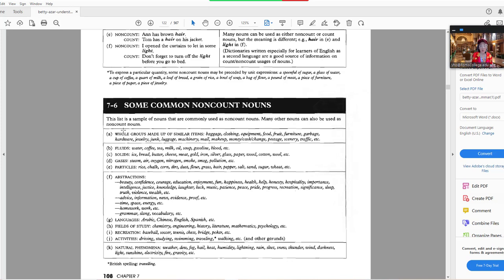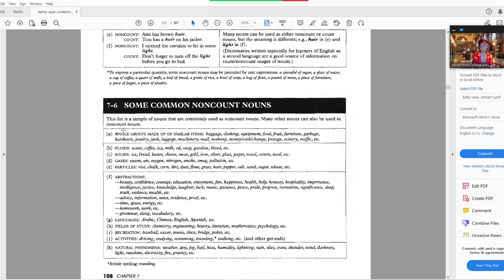Baggage, clothing, equipment, food, fruit, furniture, garbage, hardware, jewelry, junk, luggage, machinery, mail, makeup, money, cash, change, postage, scenery, traffic, fluids, water, coffee, tea, milk, oil, soup, gasoline, blood, solids, ice, bread, butter, cheese, meat, gold, iron, silver, glass, paper, wood, cotton, wool, gases, steam, air, oxygen, nitrogen, smoke, smog, pollution, particles, rice, corn, dirt, dust, flour, grass, hair, pepper, salt, sand, sugar, and wheat.